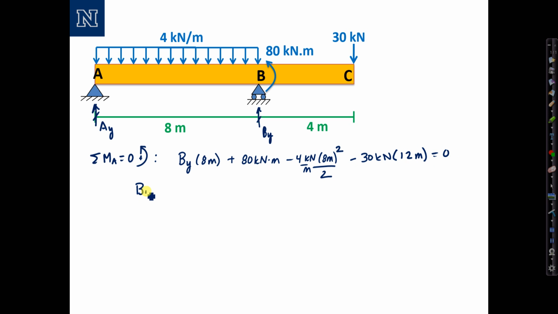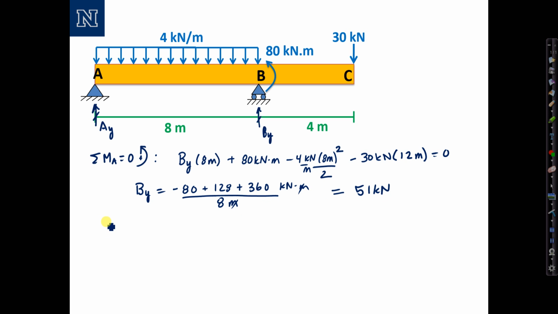So solving for B sub y, I'm going to negate all these signs: negative 80 plus 128, which is the result of this calculation, plus 360, which is the result of this calculation over here, and that's kilonewton meters, tracking my units, divided by 8 meters, so the meters cancel out, and I get B sub y equals 51 kilonewtons.